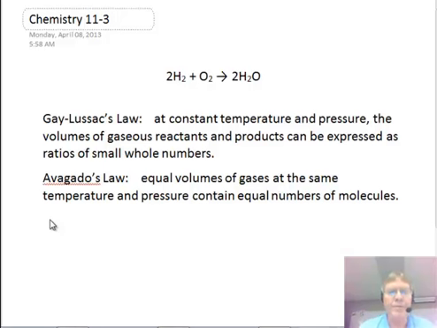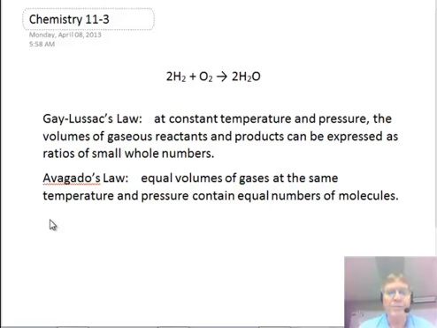First of all, we want to take a look at Gay-Lussac's law. Gay-Lussac's law says that at constant temperature and pressure, the volumes of gaseous reactants and products can be expressed as ratios of small whole numbers. And so this simply says that you never get like 1.7 moles of this one to 3.2 moles of this one. It's always going to be small whole numbers. 1 mole to 3 moles, 1 mole to 2 moles, 1 mole to 1 mole.